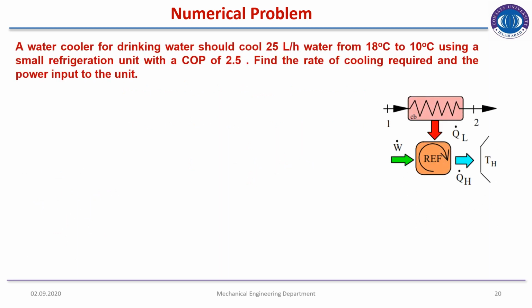Numerical problem: a water cooler for drinking water should cool 25 liters per hour of water from 18 degrees centigrade to 10 degrees centigrade using a small refrigeration unit with a coefficient of performance of 2.5. Find the rate of cooling required and the power input to the unit. On the right hand side you can see a type of heat exchanger, which is used for cooling of water.